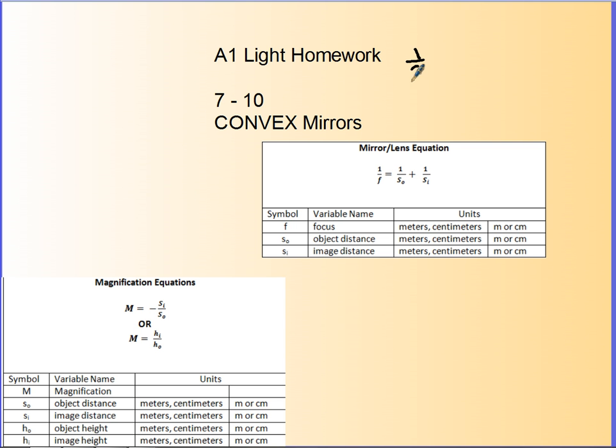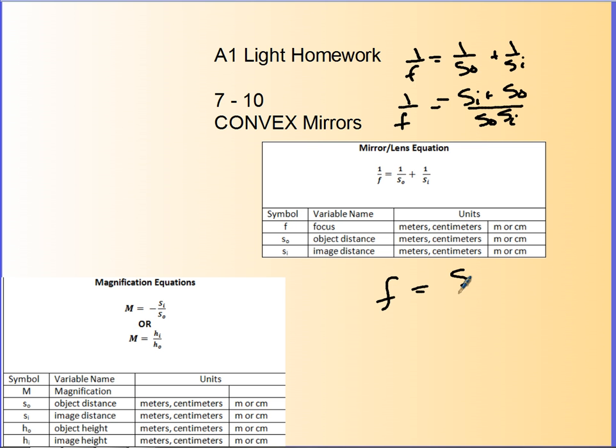So if I'm looking for, say, the focal point, the least common denominator would be SO SI. What do I need to multiply this by to get that? Well, I need to multiply S by SI over SI, and here I need to multiply by S over SO. And then invert. So that F is SO SI divided by SI plus SO.